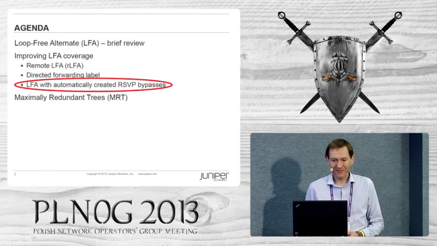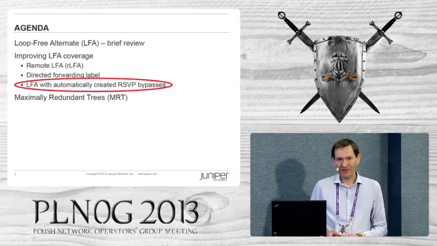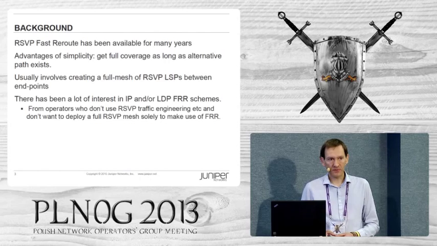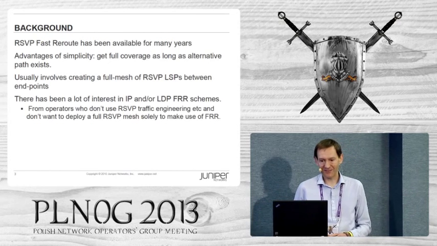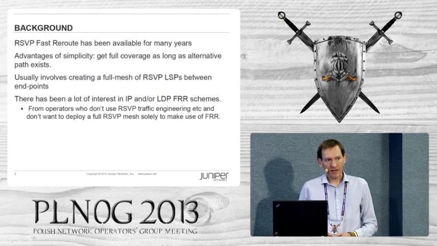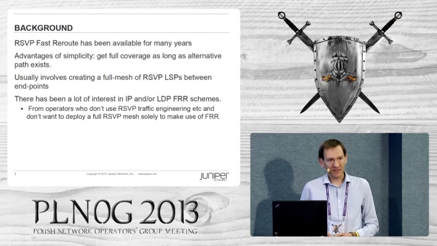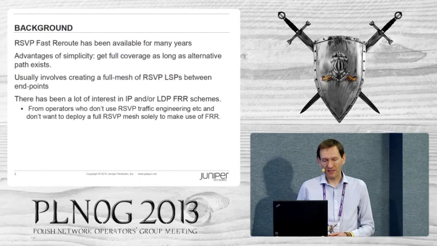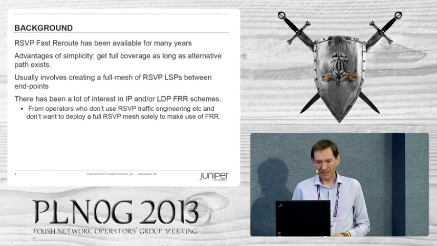So by way of background, as you know, RSVP fast reroute has been available for many, many years, and it's got some very good advantages. It's very simple. You get full coverage as long as there are at least two ways to get to your destination. And normally it involves creating a full mesh of RSVP LSPs between the edge routers, or the PE routers around the network. You create this full mesh, you turn on fast reroute on each of the LSPs.